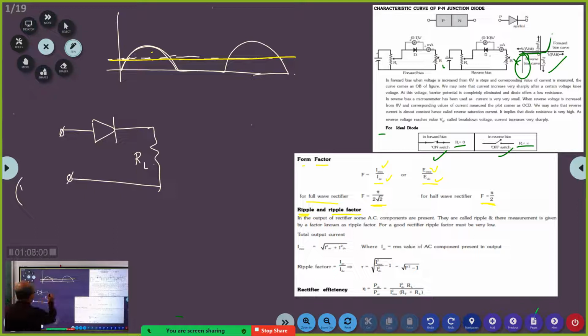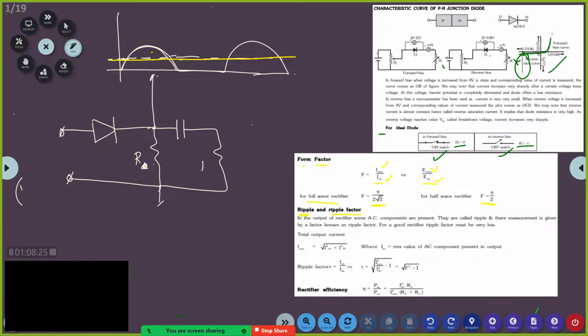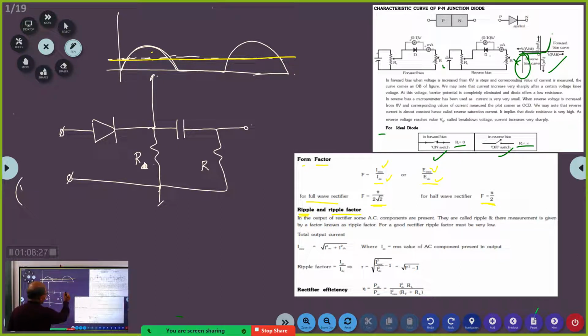So, what is the waveform that you get here? This is the waveform that you get here, correct? Say yes or no louder, everybody. Yes, sir. Now, if I connect a capacitor here, right? If I connect a capacitor across R and connect this, now what is the waveform I am getting here?